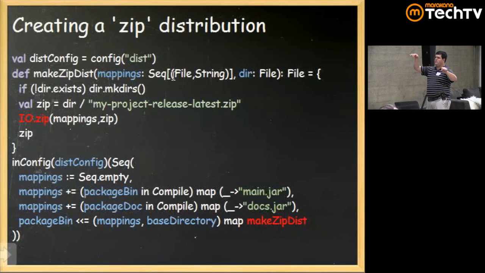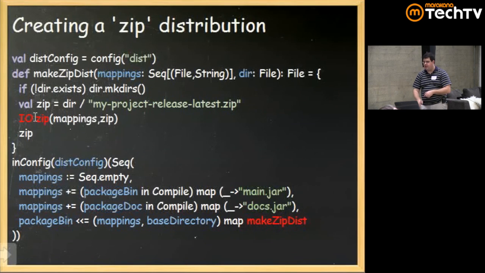I have a file and I have a location in the zip that file should reside. And then I take a directory where the zip should be generated. So first thing I do, if the directory doesn't exist, I make it, right? Next thing, I create a new file object for the location. So this is going to be called myProjectReleaseLatest.